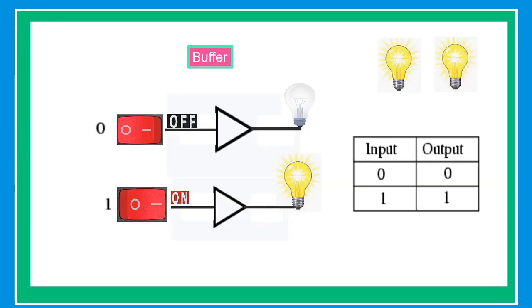A buffer gate has only a single input and a single output. If it receives 0 as an input, the output is also 0. Similarly, when it receives 1 as an input, the output is also 1.